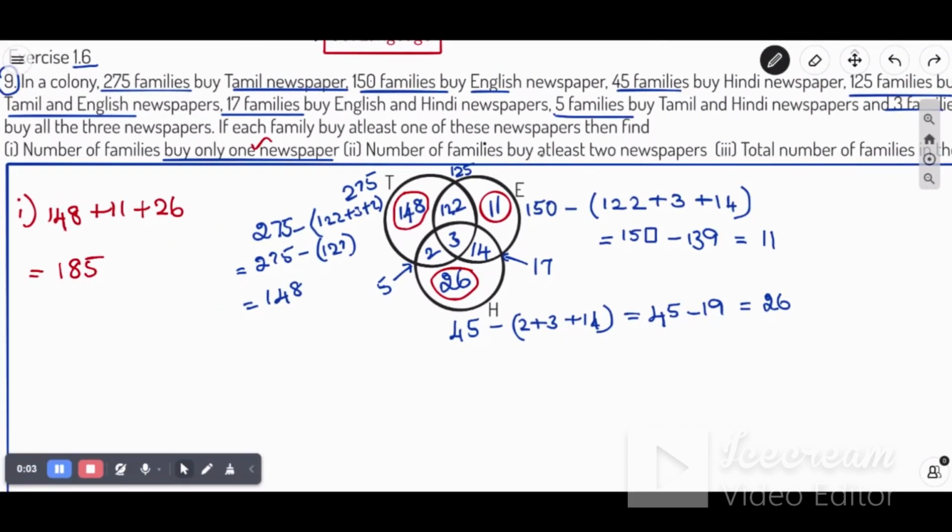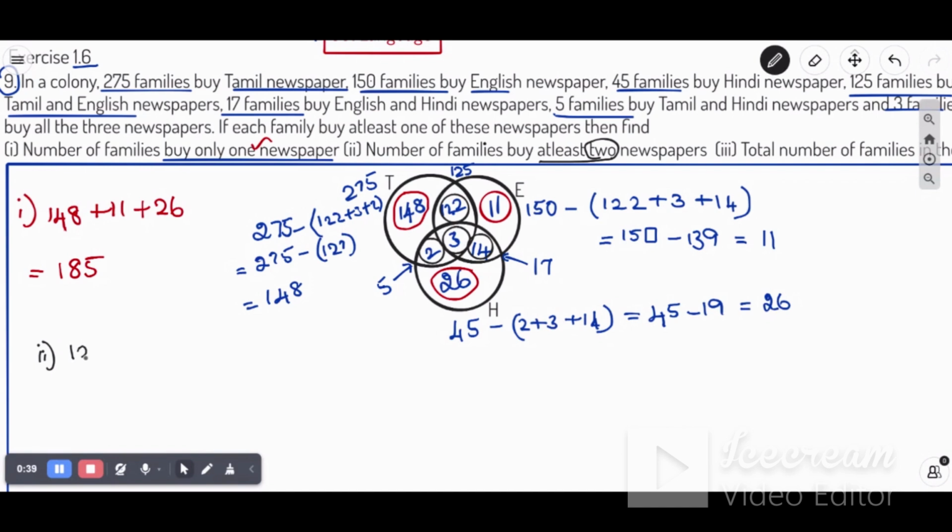Number of families who buy at least two. This word "at least" is very important, because if they didn't give this, your answer will be different. And since they have given two, that will be different. So what is the meaning of that? Two newspapers. Let's take the two-newspaper areas alone. Then we can write it as these three areas: 122, 14, and this 2. But since they have given one more thing, "at least", we have to include this also, because this includes people buying all three. So you have to add that also.